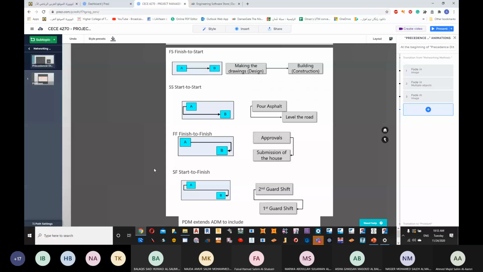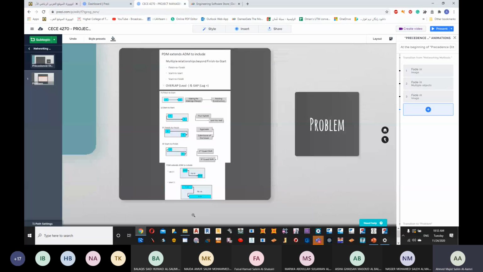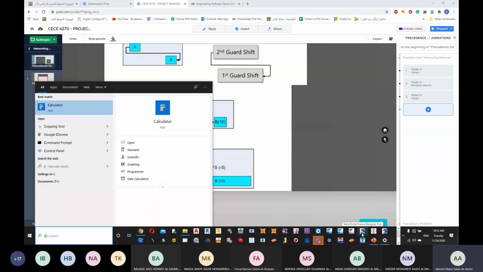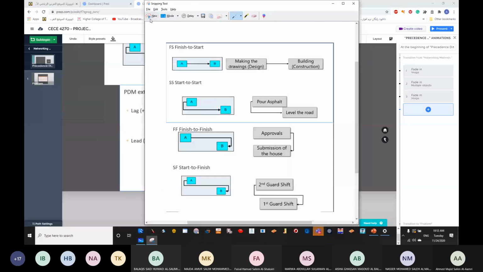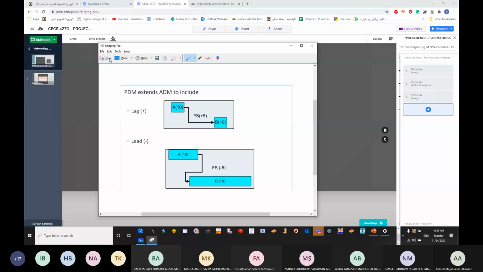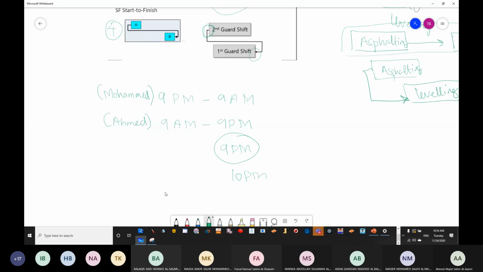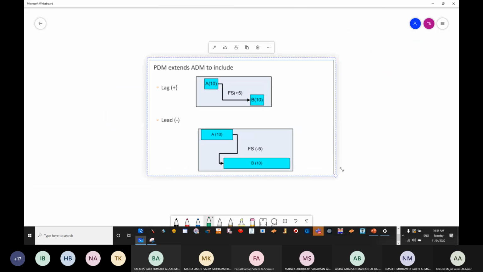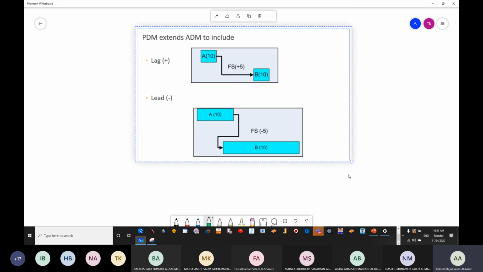Now the last thing to talk about is going to be your lag and lead. Let us take a picture as well, so we will understand what is the meaning of lag and lead. Okay, so it says for us BDM extends ADM to include lag and lead.